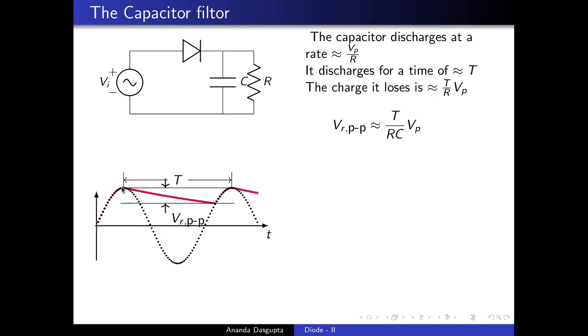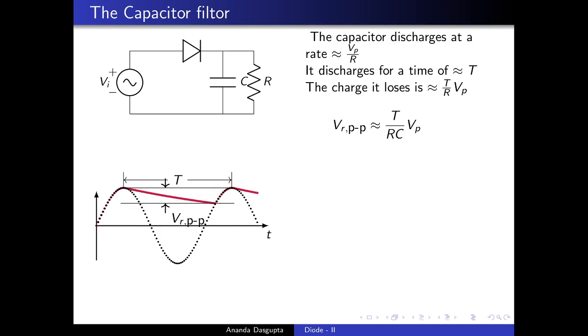The voltage goes from this peak value to this trough value here, and the peak-to-peak ripple voltage, remember the ripple is a variable part which is there over and above the average DC part in the voltage, and the peak-to-peak value for that is given by this quantity, T by RC times Vp. So notice that the crucial role here is played by this capital T by RC ratio. Capital T is the time period of the signal and RC is the time constant of your RC circuit.